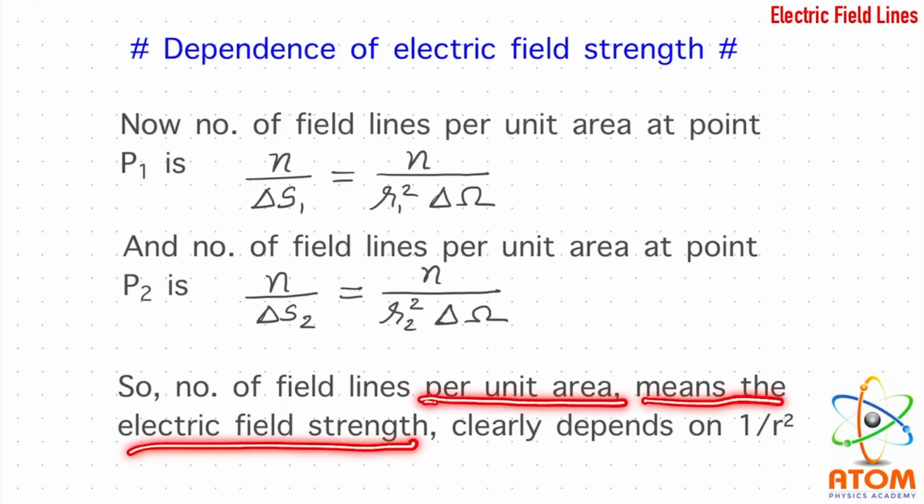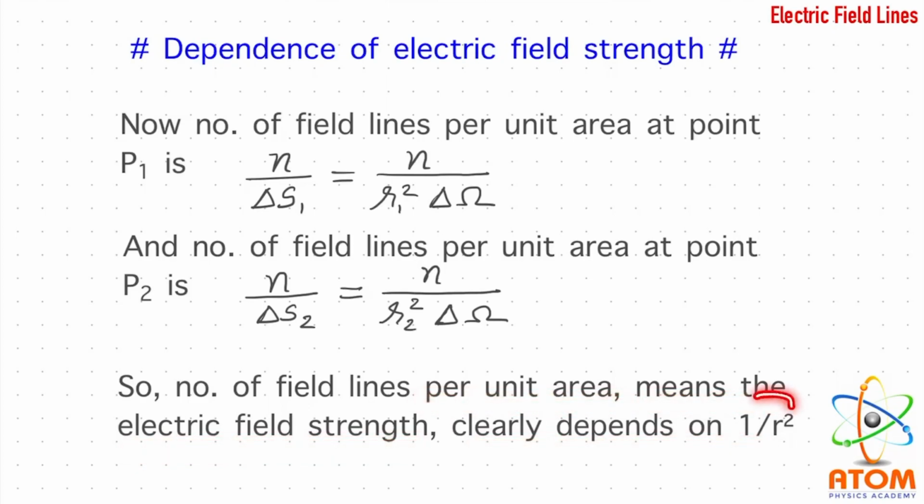I repeat, the number of field lines per unit area, which is the electric field strength, is clearly depending on 1 upon R square. You can see in both the equations we are having either 1 upon R1 square or 1 upon R2 square. That means the electric field strength is depending on 1 upon R square.